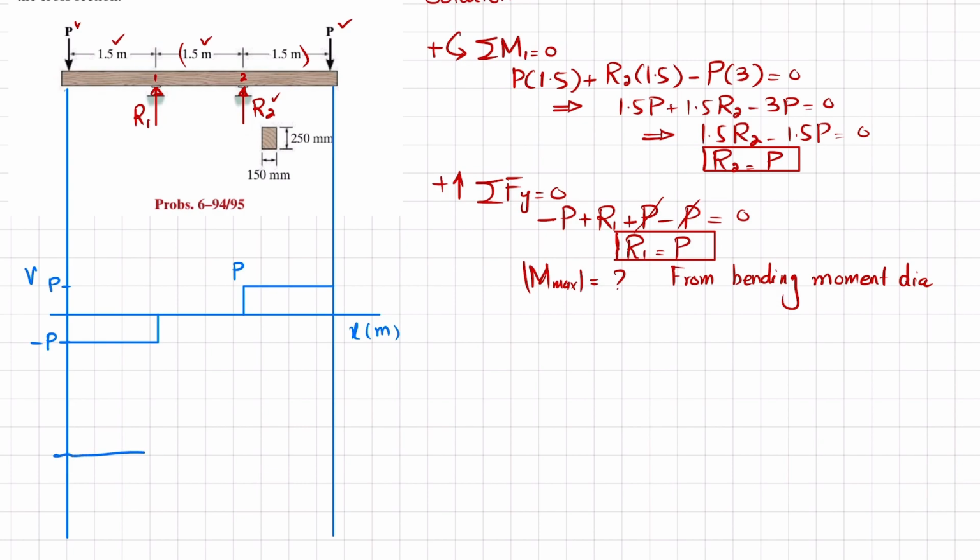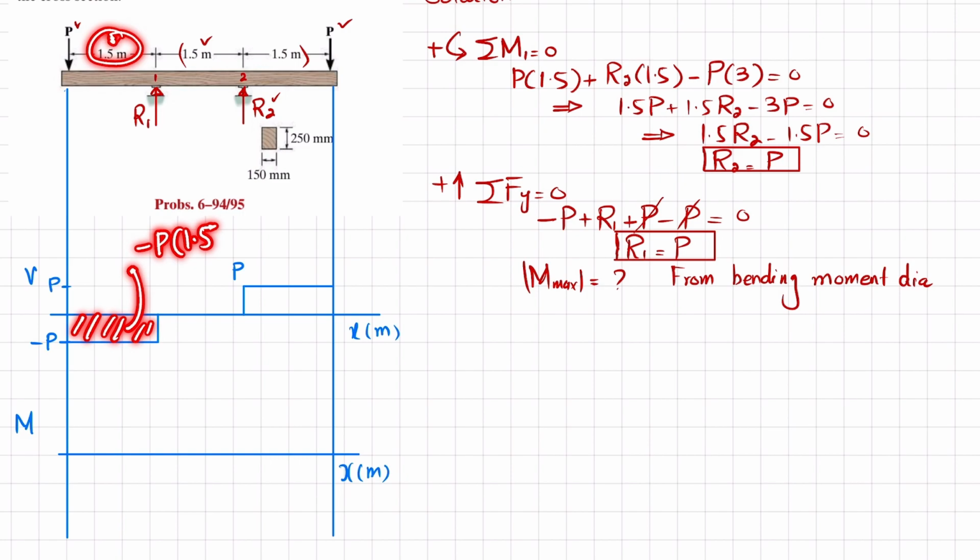Now what about the bending moment diagram? Again, we have to draw a horizontal line that will show X in meter, and we have bending moment. The area under the shear force diagram will give you bending moment, and this is a square, so it will be minus P into 1.5 because this length is 1.5. So it will be minus 1.5 P. Let this division be 0.5. This is 1.5, 1 P. This is minus 1.5 P. So at this point you will have minus 1.5 P.